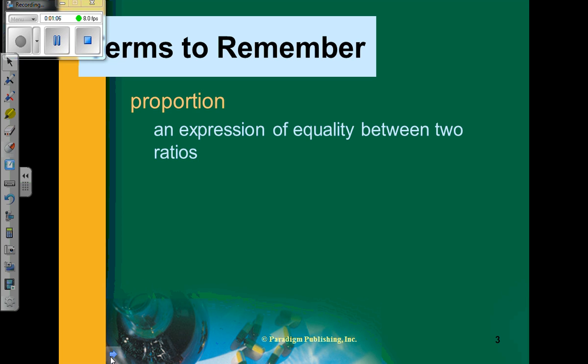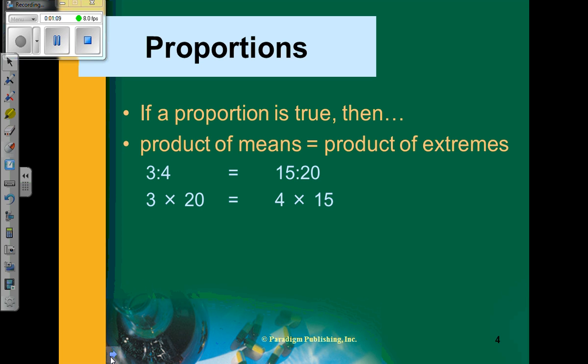A proportion is an expression of the equality between two ratios, and if a proportion is true, then the product of the means equals the product of the extremes. If you look here, the product of your means, 4 times 15, equals 60. And your extremes, the outer numbers 3 and 20, equal 60. So both of these equal the same. If they do not, you must go back and rework the question to make sure you get it correct. If they are equal, you got your answer correct. Also, this is a good way to double check yourself on ratio and proportion questions.